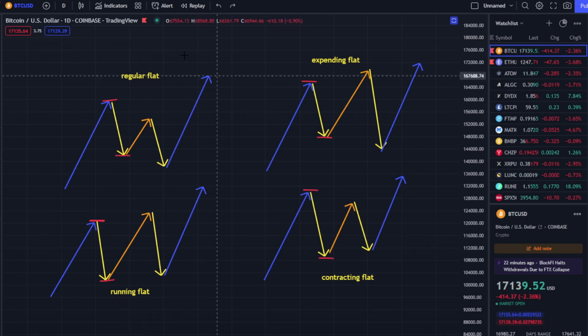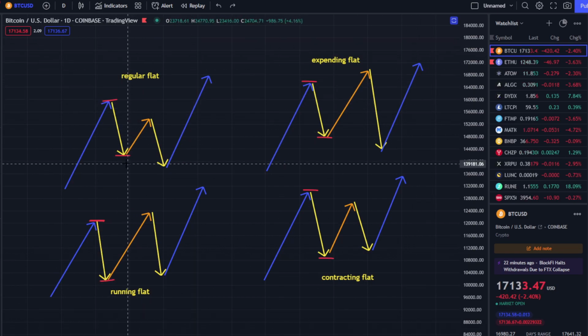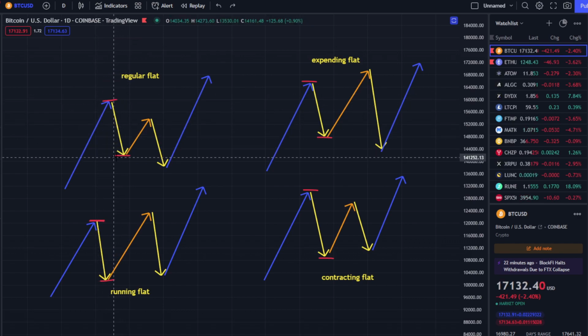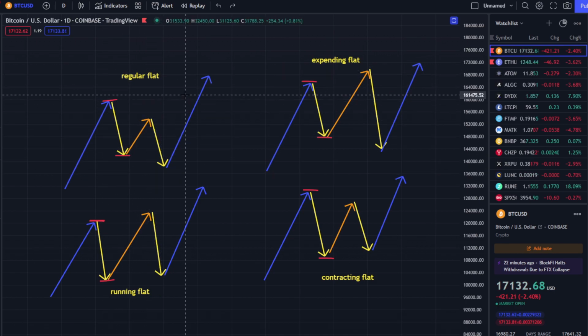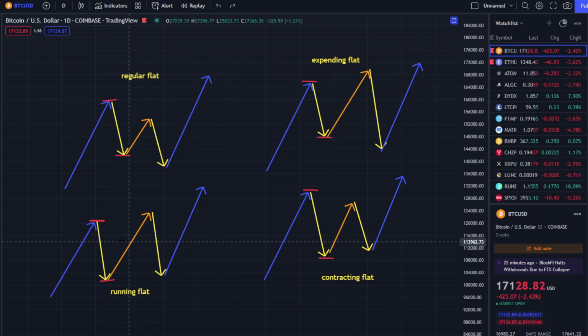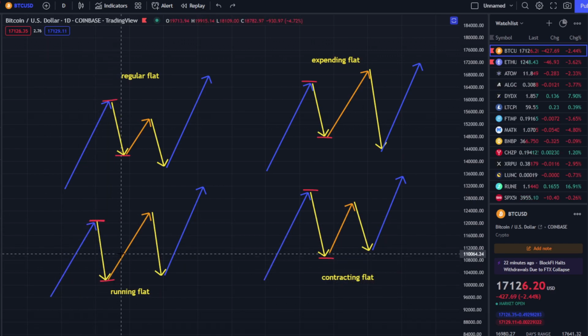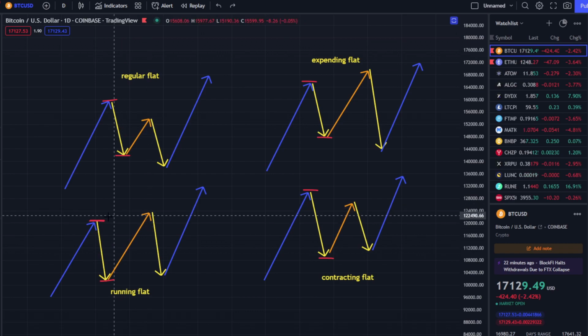So you'll see that the difference between all these corrections is the top of the impulse and the bottom of the first retracement. Those are the 2 main things that you'll be looking at in order to see which correction you're in. So for example, we've got an impulse and a retracement, and then we've got a move that is slowly coming up to break the top.